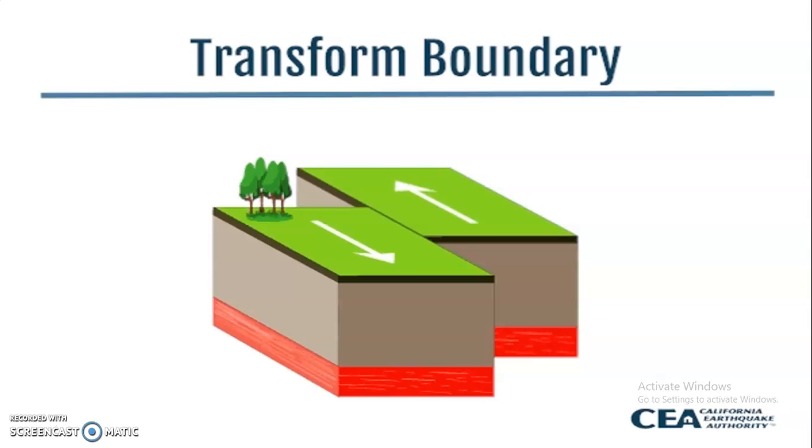One example of this is the boundary between the Pacific Plate and the North American Plate, a transform fault better known as the San Andreas Fault.